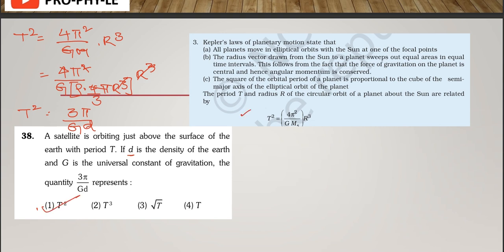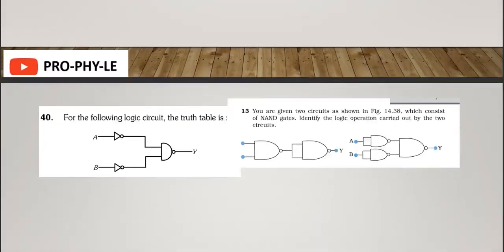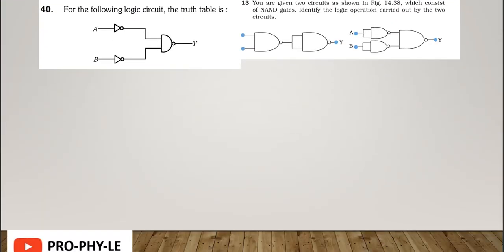So if you know Kepler's laws, then you can answer this question very easily. Now this is based on logic gates. This is a NOT gate. This is another NOT gate which complements the input, so that here we'll get A bar, here we'll get B bar. This is a NAND gate. It will take the product of the inputs and give the complement.